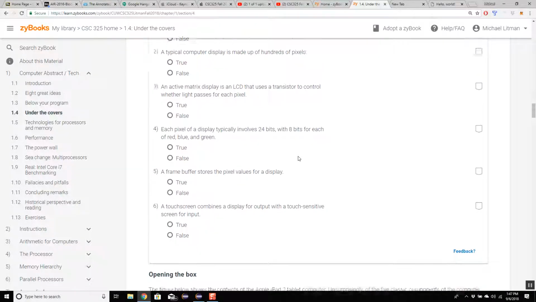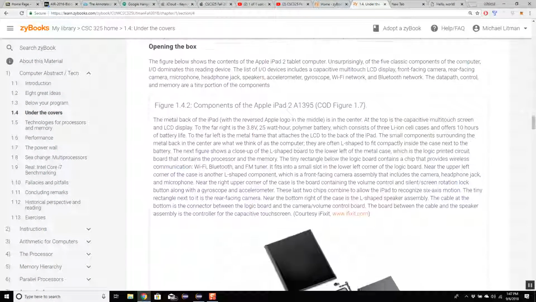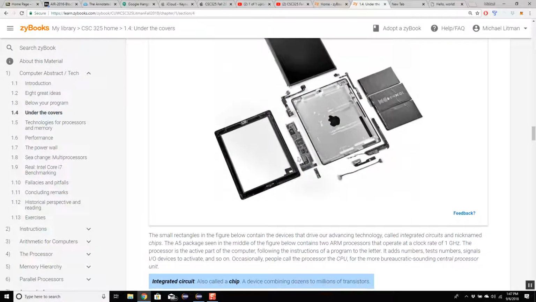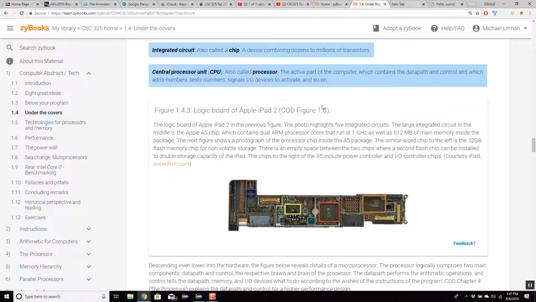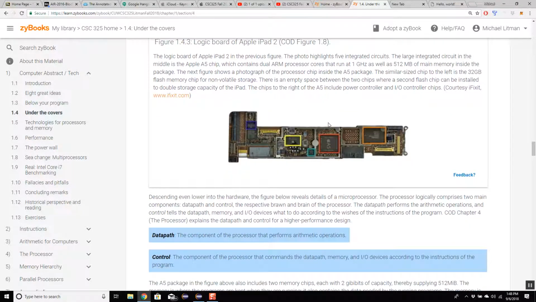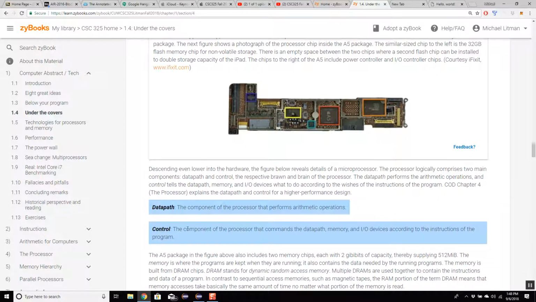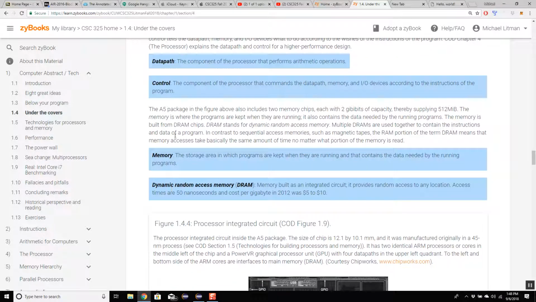I'm not going to talk about touchscreen stuff. You can go ahead and read through that. They break down an iPad. You can read through that. We've talked about CPUs. This whole idea of a logic board, this is kind of like your motherboard, just kind of a simplified one for a smaller computer like the iPad. We talked about data paths. Really talked about all these things.